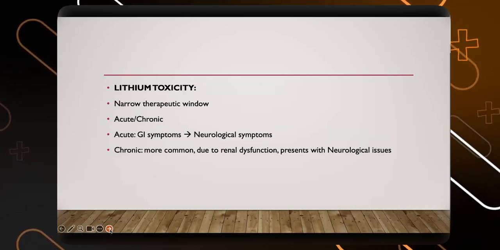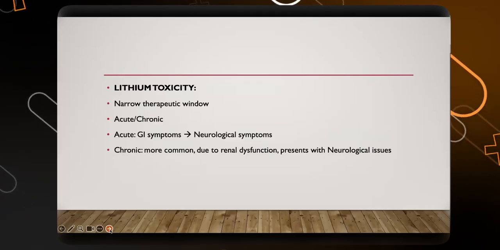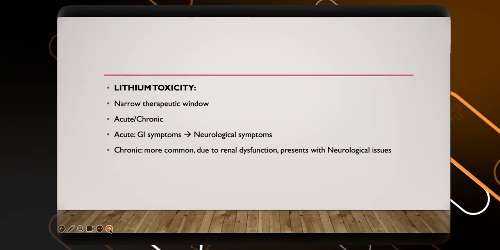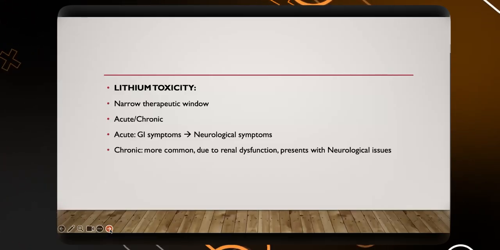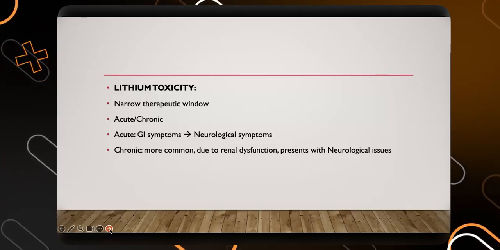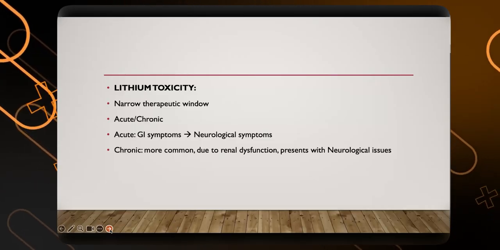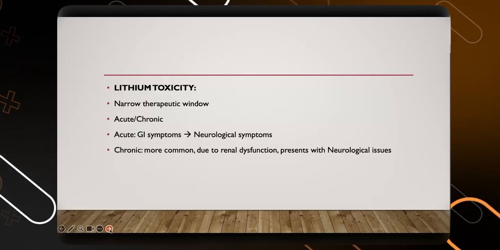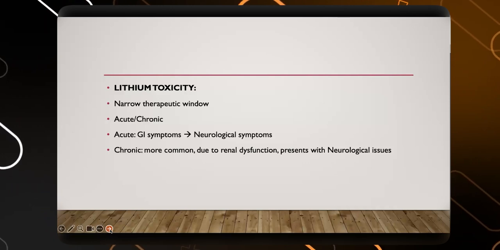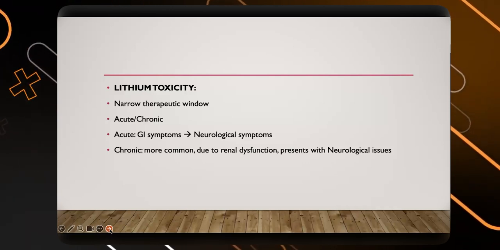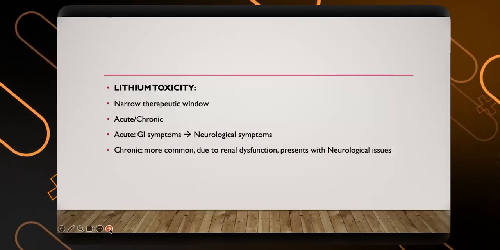Now coming to lithium toxicity. It's important because lithium has a very narrow therapeutic window, which is basically the dose at which it is effective as a medication versus the dose at which it starts showing toxic effects. There's a very, very narrow window between that. It can present as acute or chronic toxicity. Acute leads to GI symptoms, which then lead to neurological symptoms, whereas chronic is more common due to renal dysfunction and presents with neurological issues.